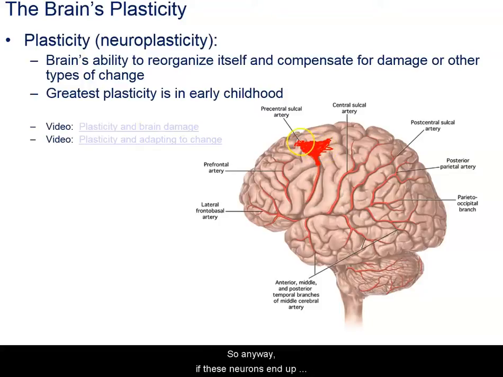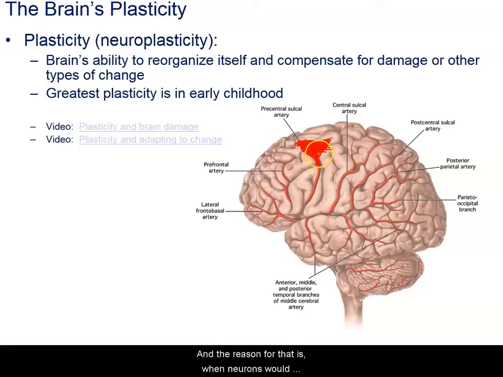So anyway, if these neurons end up being dead because of a lack of blood flow, now they're not functioning. Immediately after a stroke, you would see in this person a lot of motor impairment because these are neurons in the motor cortex area. They might even have some speech problems if this affected Broca's area. But you'll notice over time with physical therapy and speech therapy that people sometimes regain some of those lost functions. Generally, they don't get back to 100%, but you can see an improvement.